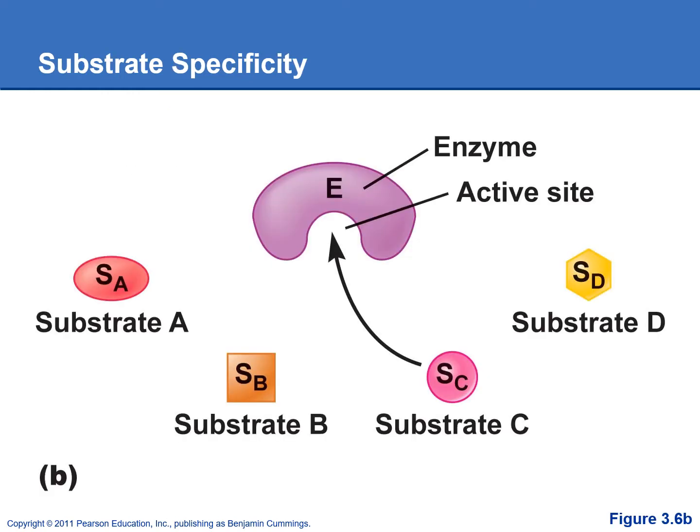This picture just shows how specific the enzyme active site shape is. And you can see that substrate C is the only one that has the right shape to fit into this enzyme's active site. So the other substrates here will not fit into the active site for this particular enzyme.